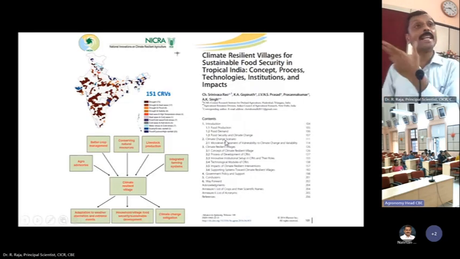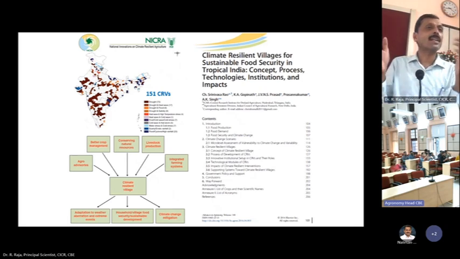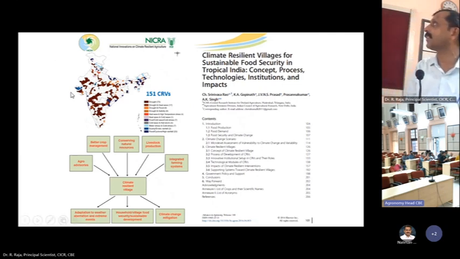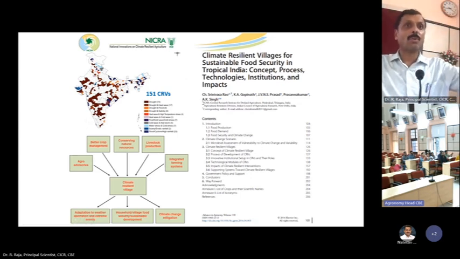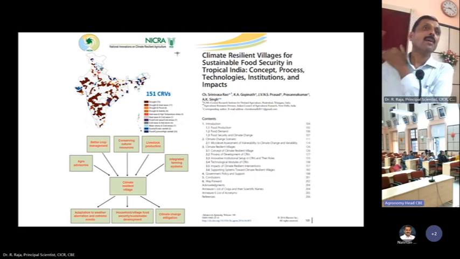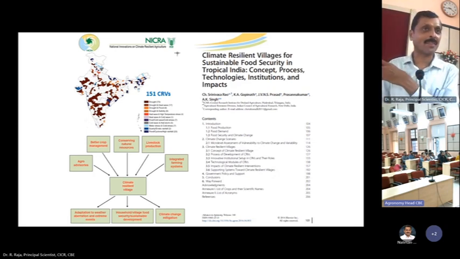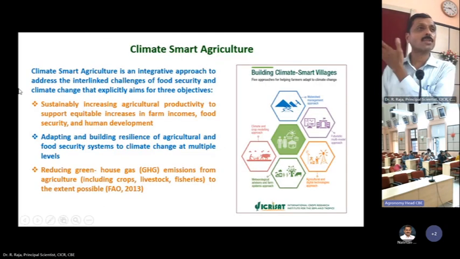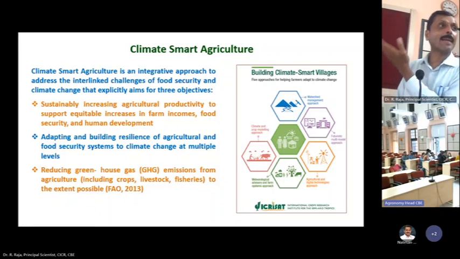So then NICRA, that project I have told you about, they came out with the concept of climate resilient villages. Integrating all these technologies, they selected villages throughout the country. So many villages, 151 climate resilient villages, and they demonstrated. They will have a discussion locally. What should be the crop? What should be the animal component? What should be the water conservation measure? So they demonstrated and documented the success of these things. So very well. ICRISAT also simultaneously came out with, instead of climate resilient agriculture, what they were calling climate smart agriculture.